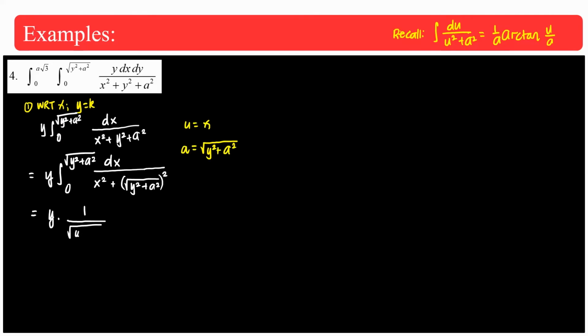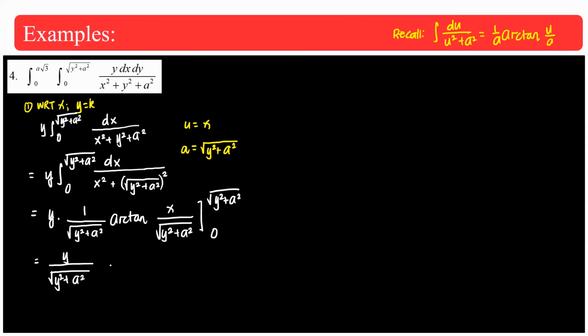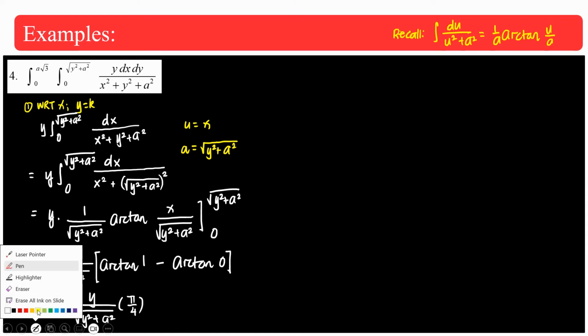So 1 over a, this one is the square root of y squared plus a squared, arctangent of u over a, with y squared plus a squared in here, coming from 0 up to the square root of y squared plus a squared. So let's just leave this as y all over the square root of y squared plus a squared. The first one would be arctangent of 1 minus arctan of 0. So that means, again, an arctangent of 1 is pi over 4. So I can say y over the square root of y squared plus a squared times pi over 4, because that becomes 0. So we can go now to our second integration.